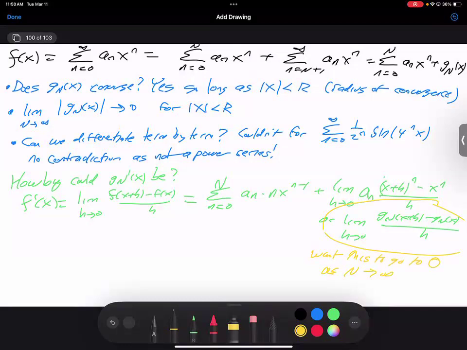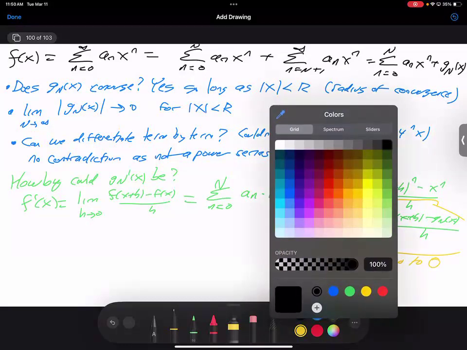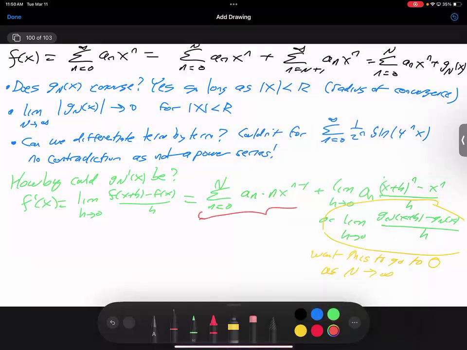So if that limit goes to 0 as n goes to infinity, then as n goes to infinity, we just take more and more terms on the left. Does this sum converge as we take more and more terms? Converge as n goes to infinity? Yes. If we take n times an, absolute value, to the 1 over n, that has the same limit as an to the 1 over n.